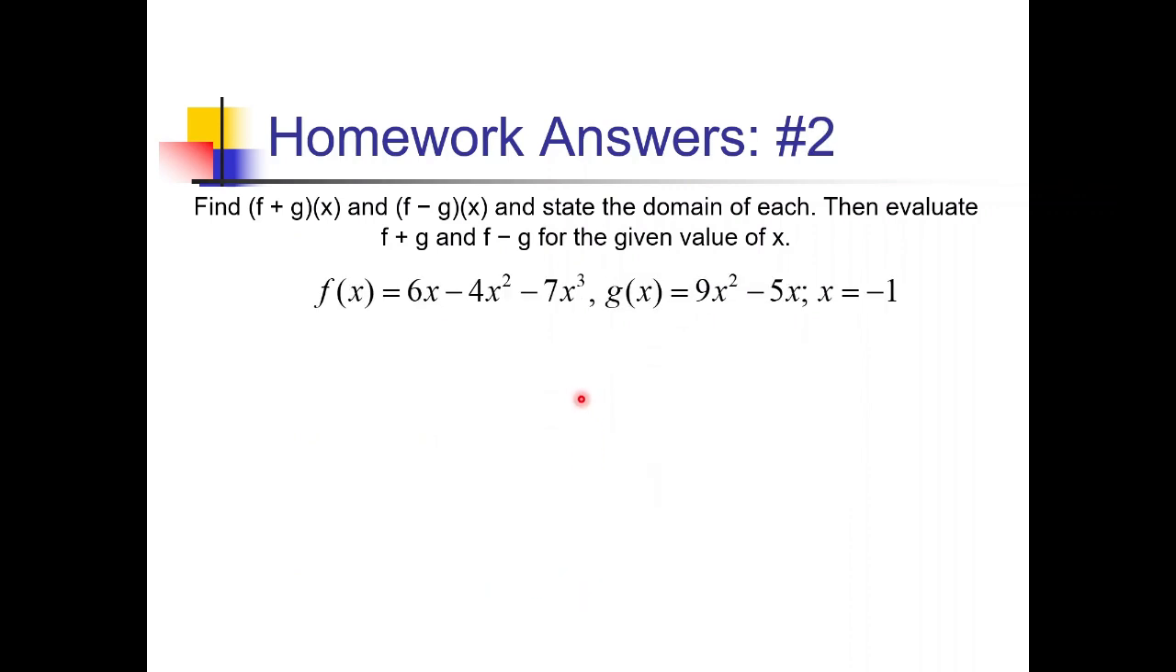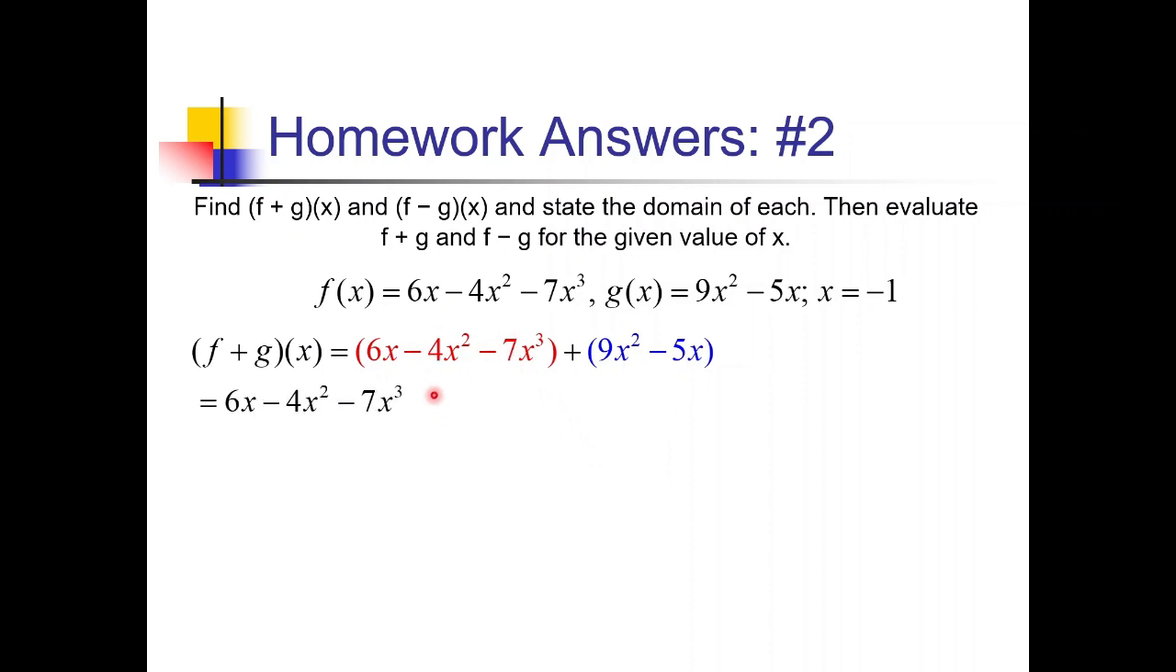For this problem, we're trying to find f plus g and f minus g of these functions here, and we're going to get the domain and then plug negative 1 into those revised functions. So we'll do f plus g first. That's this first polynomial plus this second polynomial. Let me first start by just getting rid of those parentheses since we just have a positive 1 being distributed in both cases. So first parentheses goes away, no changes. Second parentheses also going away with 0 changes.